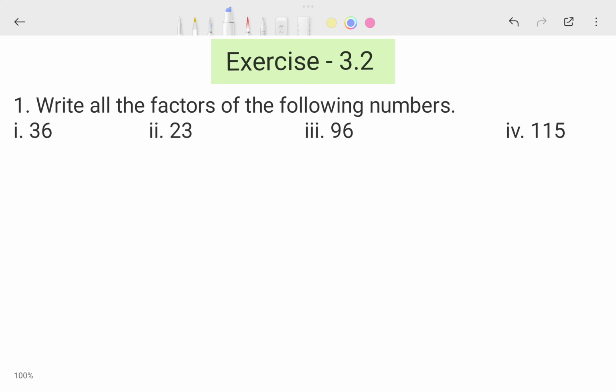So what is the first question? The first question is: write all the factors of the following numbers. Okay, now 36 is given. So we have to write the factors of 36. So let's understand what factors are.